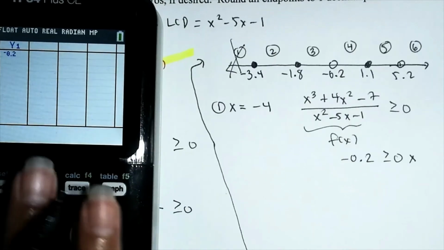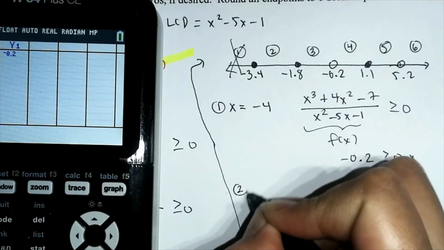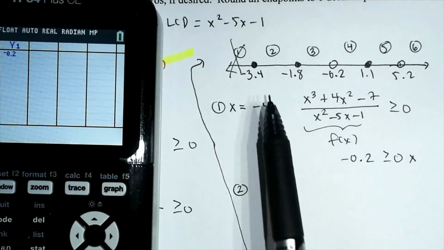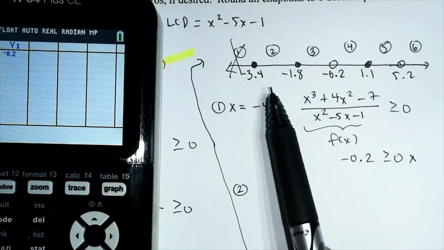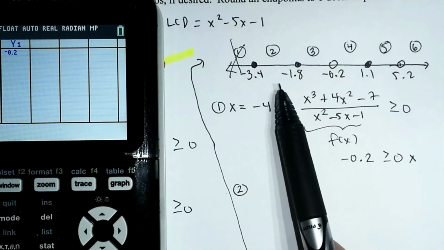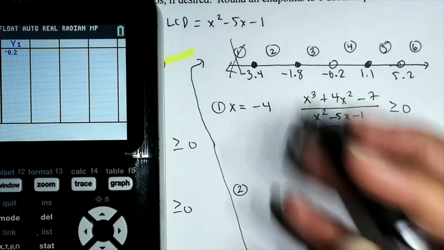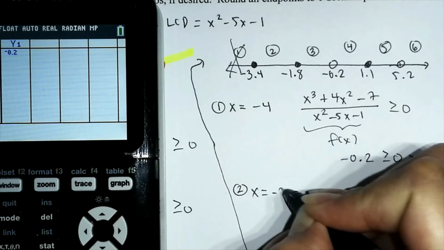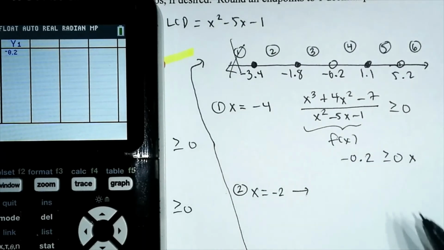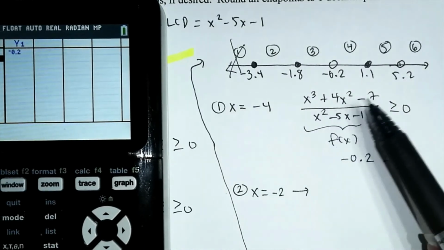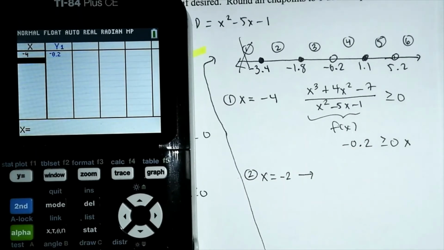Okay, so let's test out the next interval. Test interval number 2. You test out any value of your liking. If I was doing it by hand, of course I would pick integer values. So let's pick -2 or -3. I'll go with -2. And this is going to lead to the following. So again, you could generally do it by hand, or you can use your calculator. We're going to use our calculator.